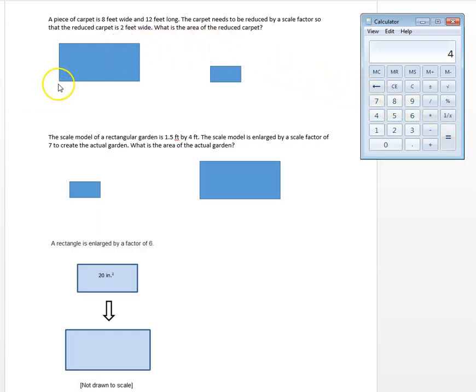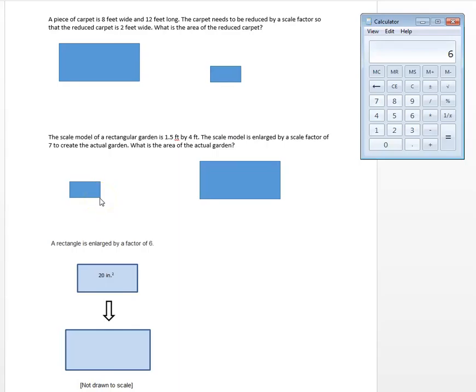So, if the length was 12, and we want to reduce it by a factor of 4, then we would have to take the 12 and use the factor of 4 on it, and that means that the length now would be 3. So remember, we had a width of 2, a length of 3. It asks us what the new area of this carpet should be, so 2 times 3 is going to be our answer, or 6 square feet. So you can see how we create ratios, as we always do for scale models, and solve this problem.